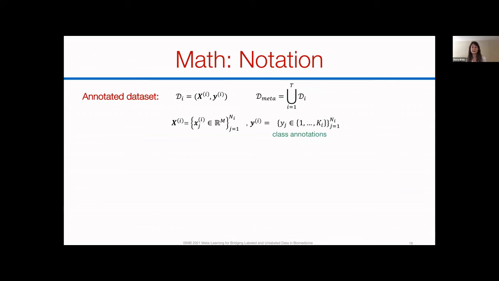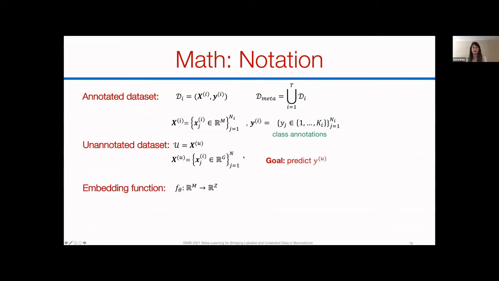We will denote the set of annotated experiments as D_i, given as x_i, a set of our examples, and y_i, which are the class annotations. Then we are given an unannotated dataset U, and our goal is to predict y_U, meaning labels for this unannotated dataset. We will denote the embedding function as f theta, as earlier, and it will take the original m-dimensional vector and project it to the lower z-dimensional embedding space.